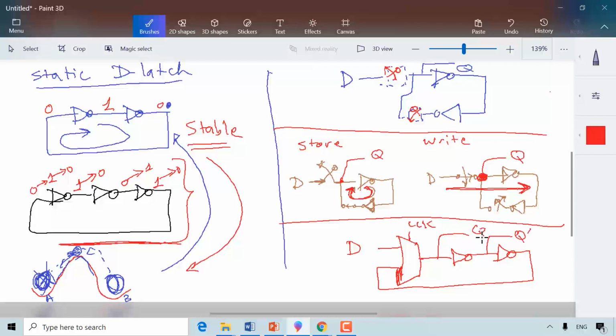Okay, so this is typically the configuration. So this is a 1 and this is a 0. All right, so let's see how we can implement this in CMOS.